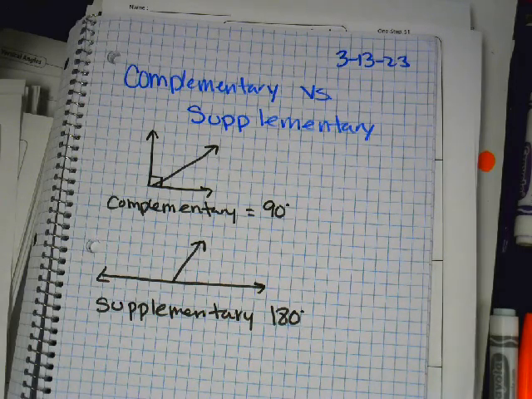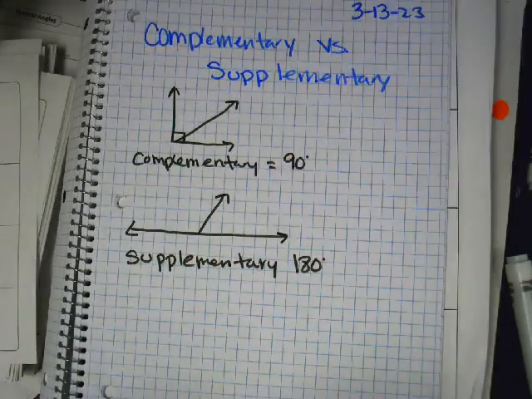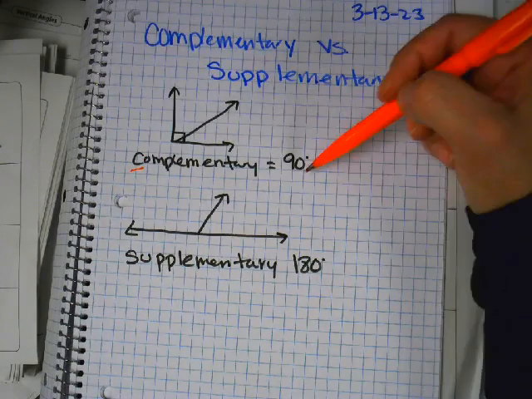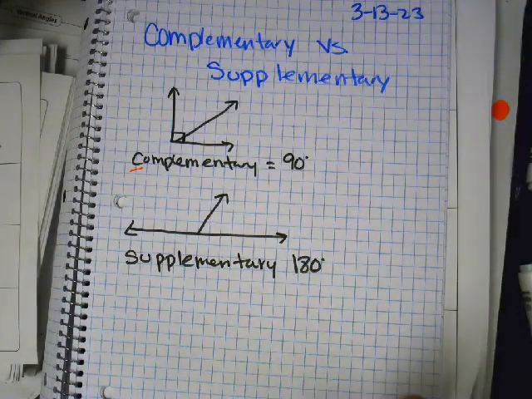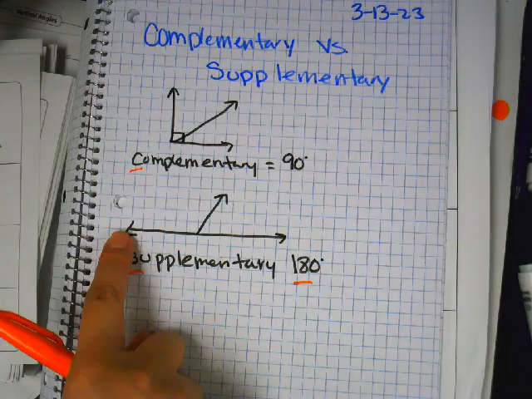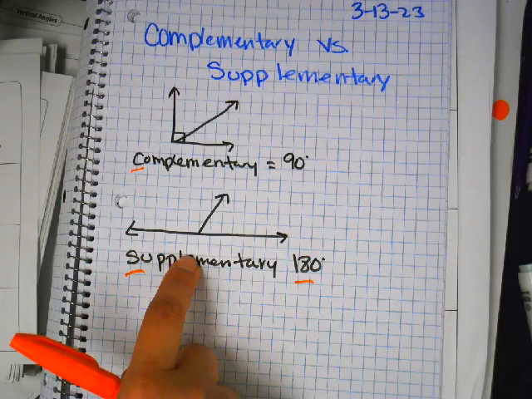Okay? So now, here's a shortcut. What comes first, the C or the S in the alphabet? C. So what comes first, the 90 or the 180? 90. So complementary, C comes first, so 90 goes with the complementary. S is 180. That's if you don't have a picture. I think you can base it on the picture, right? So if it looks like 90, make it equal to 90. If it looks like 180, make it equal to 180.